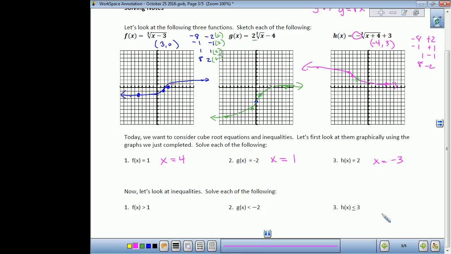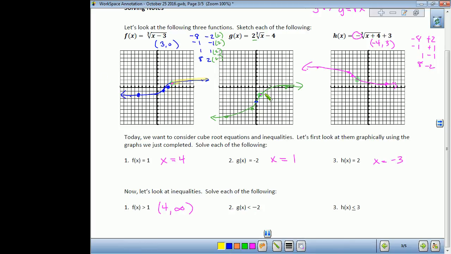Here we have the inequalities. So when we look at these, we're looking at something different. Where is this function greater than 1? So we're looking at this part. It's not equal to 1, it's just greater than 1. So it's from 4 to infinity. If it had said equal to 1, we would have included the 4 also. But it doesn't, so we do not include the 4.